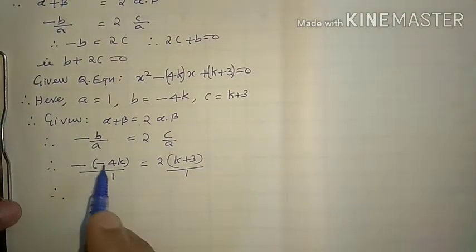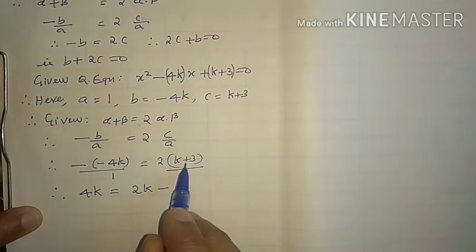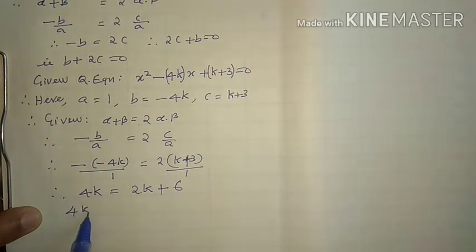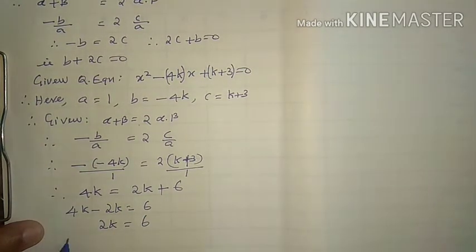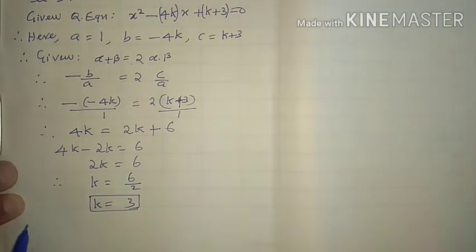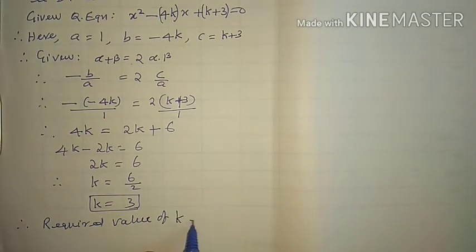Therefore, minus into minus is plus, 4k equal to 2k plus 2 threes are 6. 4k, 2k comes here: minus 2k equal to 6. 4k minus 2k, 2k equal to 6. Therefore, k equal to 6 upon 2, how much is it? 3. Therefore, the required value of k equal to 3.